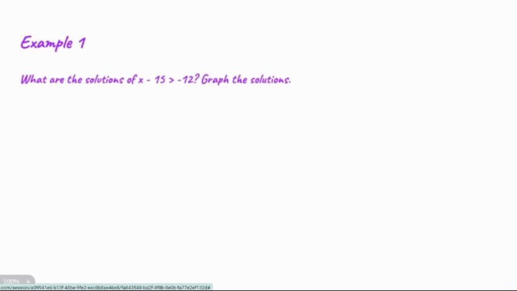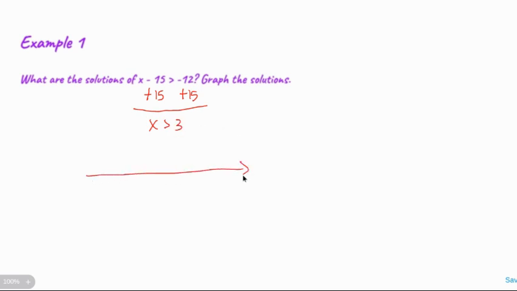So example 1. What are the solutions of x minus 15 is greater than -12? We've shown that we can do equations, so let's just take it a step further with inequalities. We add 15 to both sides, and then let's use this as an excuse to practice graphing our solutions. We have x is greater than 3. So draw my number line, put 3 there, and not equal to, so open circle, and we shade to the right.